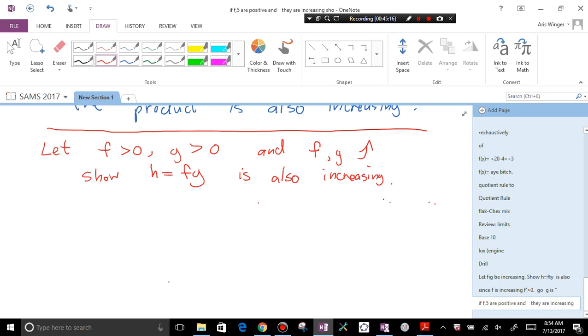If F and G are positive and increasing, then the derivatives of F and G are positive. By the product rule, H prime equals F prime times G plus G prime times F. And F prime, G prime, F, and G are all positive, thus their product and sum will be positive. So H prime is positive, and because H prime is positive, the function H will be increasing. That's right.